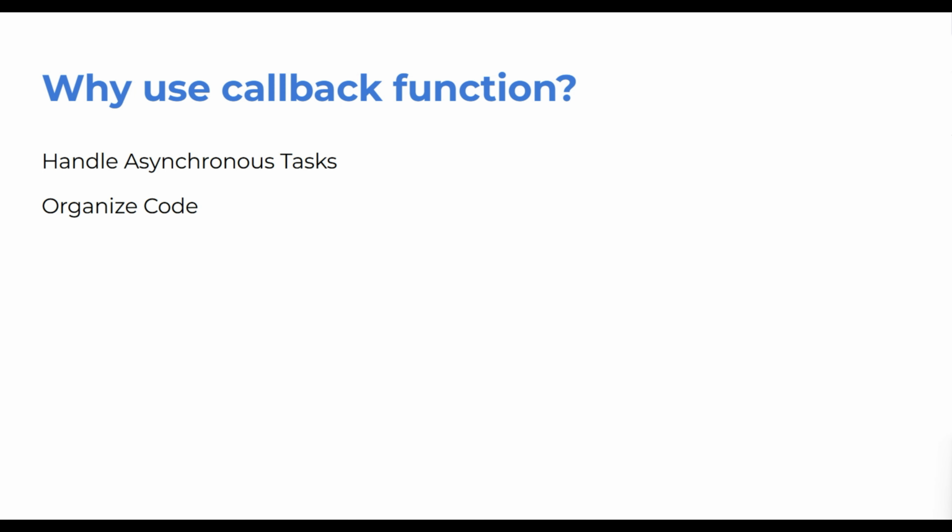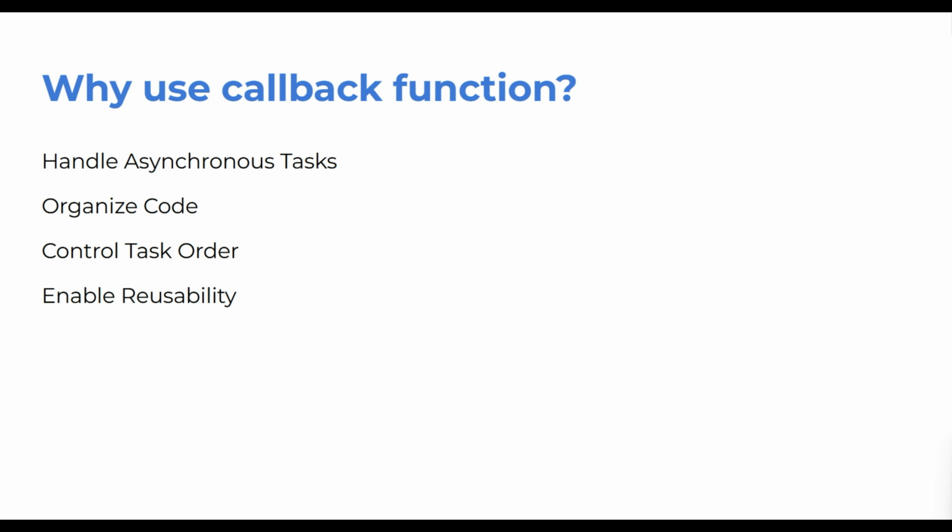Organize code. Instead of writing all the logic in one place, callbacks allow you to break the code into smaller, manageable pieces. This makes your code cleaner and easier to read. Control task order. Callbacks ensure that one task happens only after another is complete. For example, you can wait for a file to load before processing its content, avoiding errors caused by missing data.